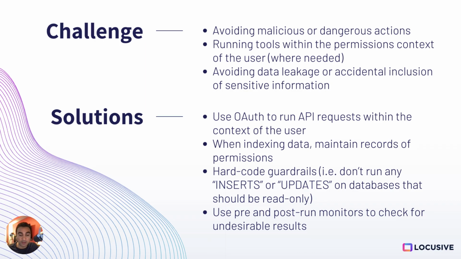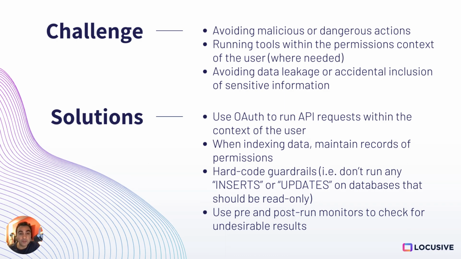These tools basically have very little context other than what you give them, which means you need to make sure that you're not permitting them to do things that could be dangerous or leak data in a way that you really don't want them to. So some ways you can get around that are to do things like using OAuth to run an API request within the context of a user who's requesting a particular data point.